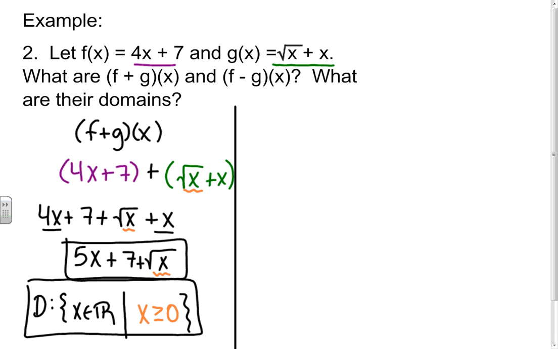On the other side, we're going to do f minus g of x, which means we're going to take the f function, 4x plus 7, and subtract the g function, square root of x plus x.